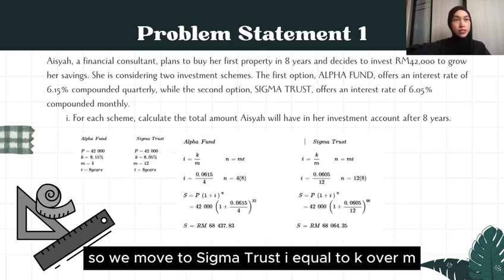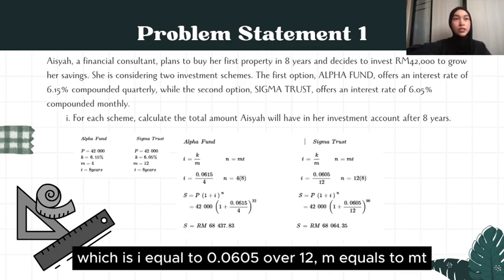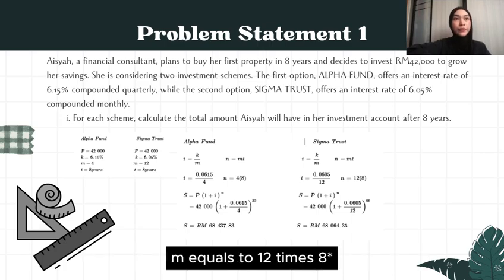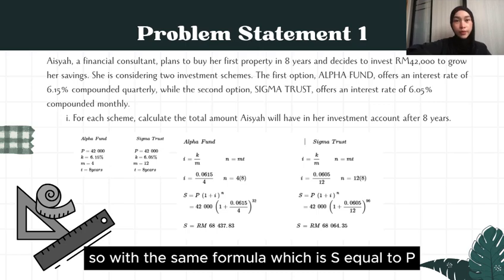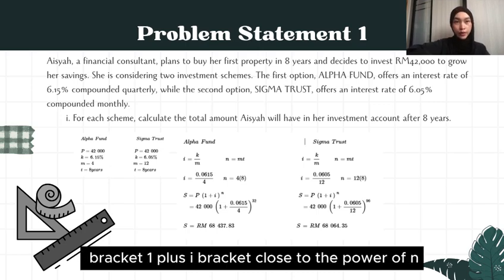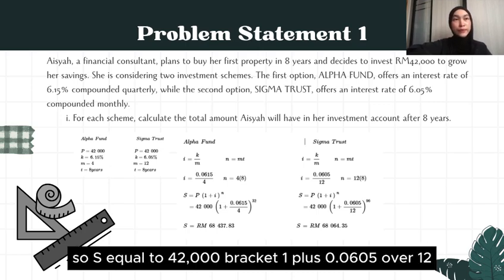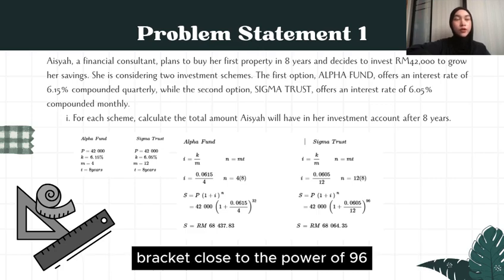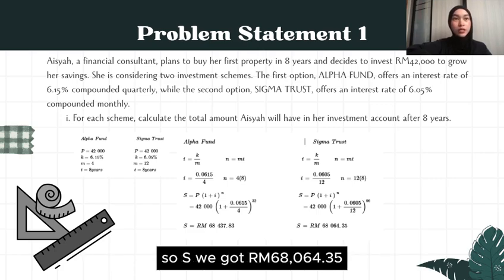So we move to Sigma Trust. i equals K over m, which is i equals 0.0605 over 12. n equals mt, n equals 12 times 8. So we use the same formula, which is S equals P (1 plus i) to the power of n. So S equals 42,000 (1 plus 0.0605 over 12) to the power of 96. So S, we got 68,064 ringgit 35 cents.